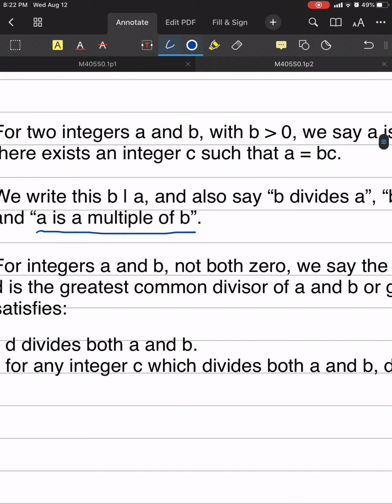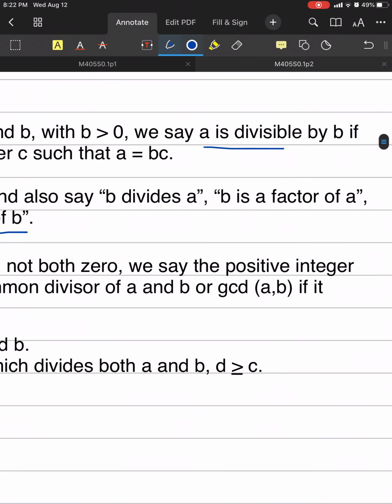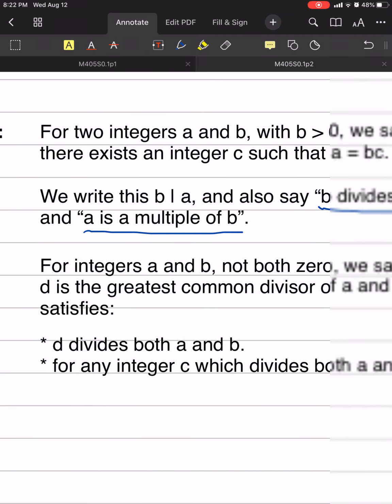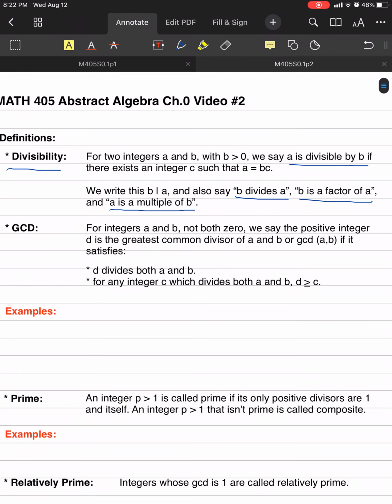So A is divisible by B. We also translate that as B divides A. That's probably the only terminology that you wouldn't have heard earlier than a college class. B is a factor of A, or, as we see here, A is a multiple of B. Any of these descriptions here are ways to say the same thing.